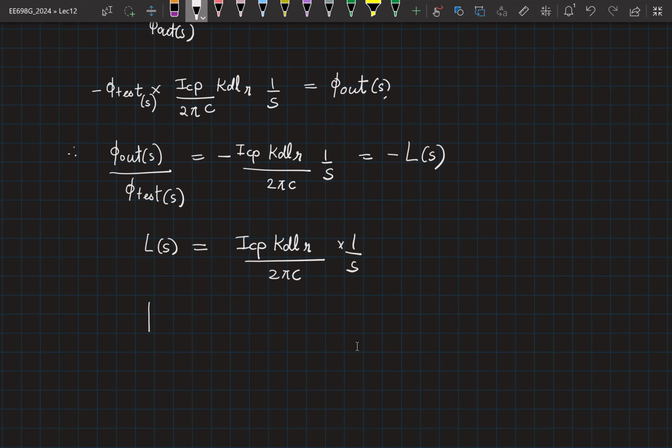I can calculate the magnitude of L of S as the magnitude of L of j omega. This gives you ICP KDL R by 2 pi C, I want you to remember this, into 1 by omega. $1 million question: what is omega here? Yes, frequency of what? Feel free to discuss before you answer.